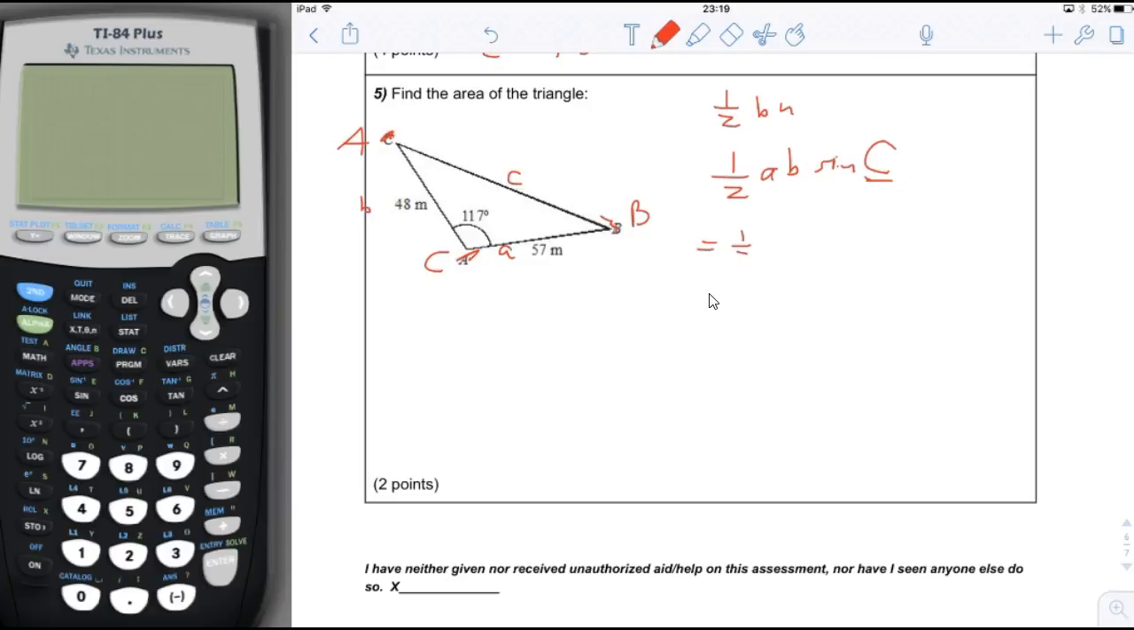Okay? Now I'm going to fill this in. So I'm going to have 1/2 times a, which is 57, times b, which is 48, and then times the sine of C. And the angle C is 117 degrees. Now I just use the calculator and multiply this out. You see, I didn't have to do any work trying to find the altitude of the triangle, which is what we typically do. Oh, I forgot to multiply by 1/2.